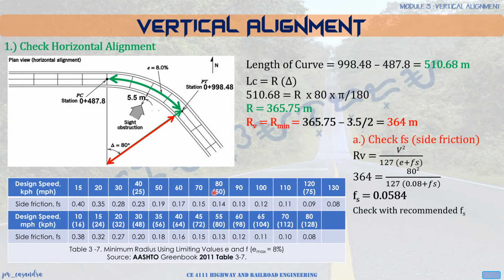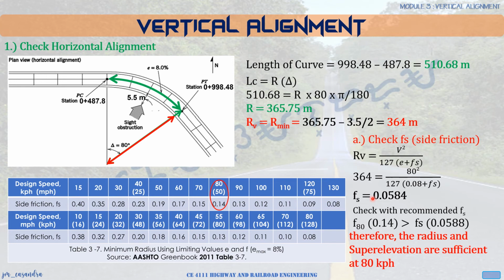So we have 80 kph, or that's 50 miles per hour. And our side friction is equal to 0.40. So comparing now, the recommended value 0.14 is greater than our computed Fs. Therefore, the radius and the super elevation are sufficient for 80 km per hour design speed.